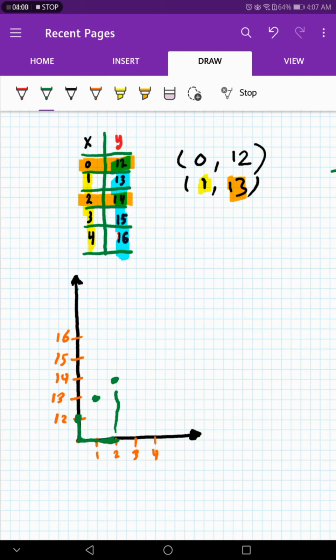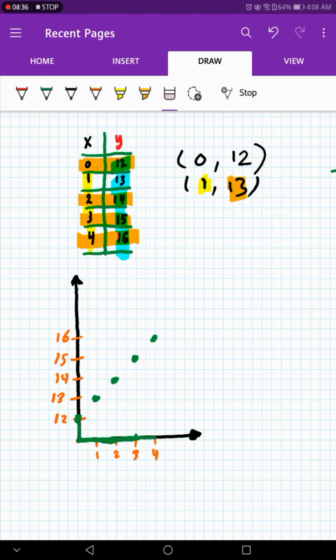Okay, my dear student, let me erase this. The fourth one is (3, 15): 3 to the right, you see, and then you move 15 up. It is here. Now the last one, (4, 16): 4 to the right and 16 up. Where is it? It is here. Let me erase this line.